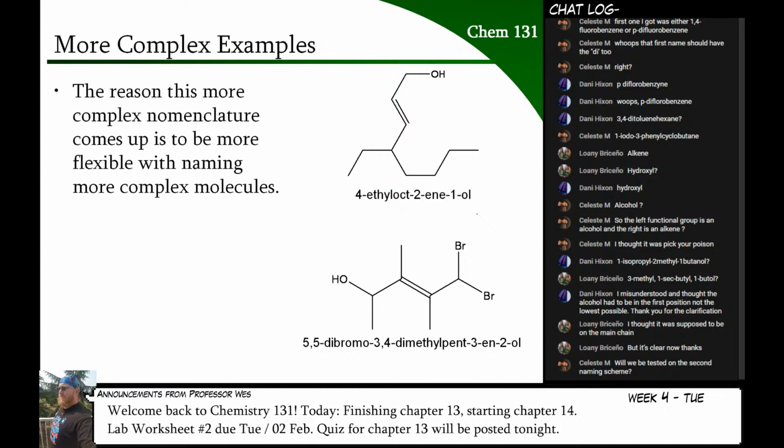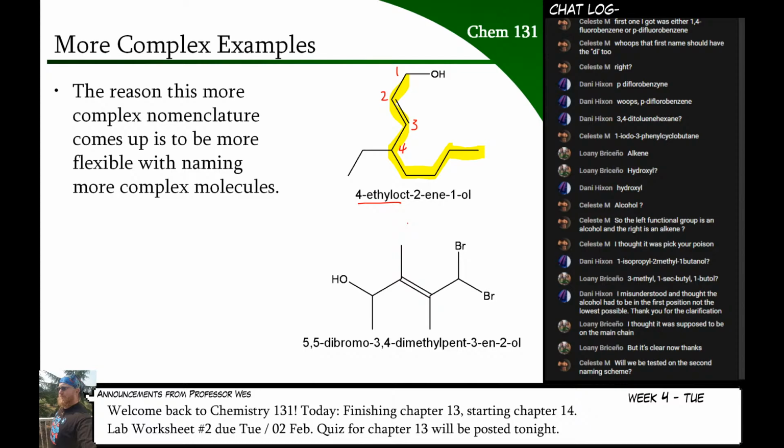Here you go. So here are some ridiculous examples that are beyond the scope of what we're going to be naming. But you can see that, okay, let's find the longest chain here. So 1, 2, 3, 4, 5, 6, 7. 1, 2, 3, 4, 5, 6. Wait a second. 1, 2, 3, 4, 5, 6. I just can't count. Okay, so what I've highlighted has 8 carbons. So this would be position 1. This would be position 2. So 4-ethyl, that's pretty easy.